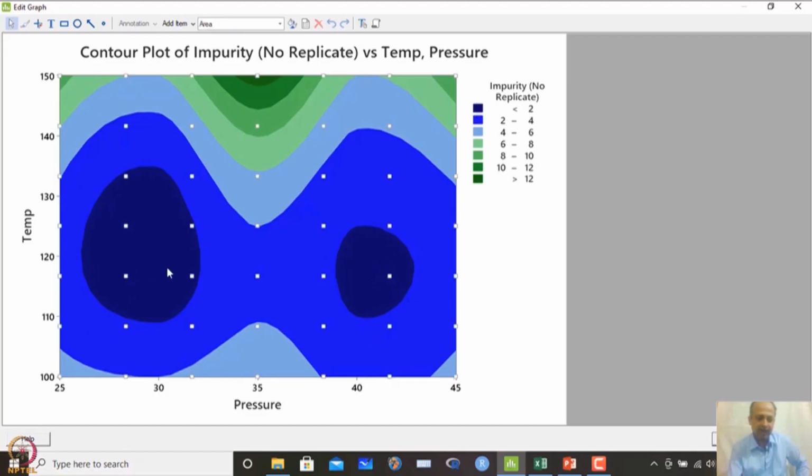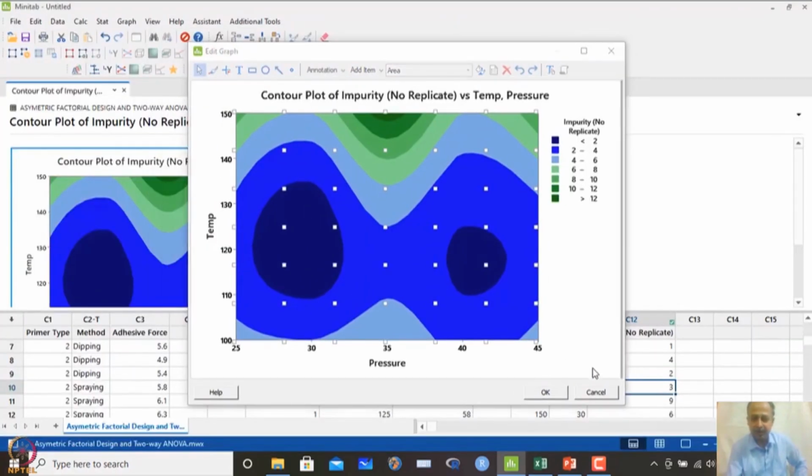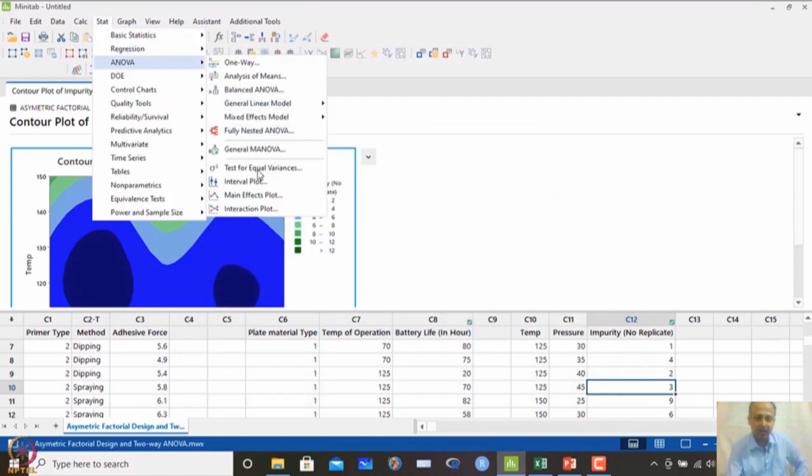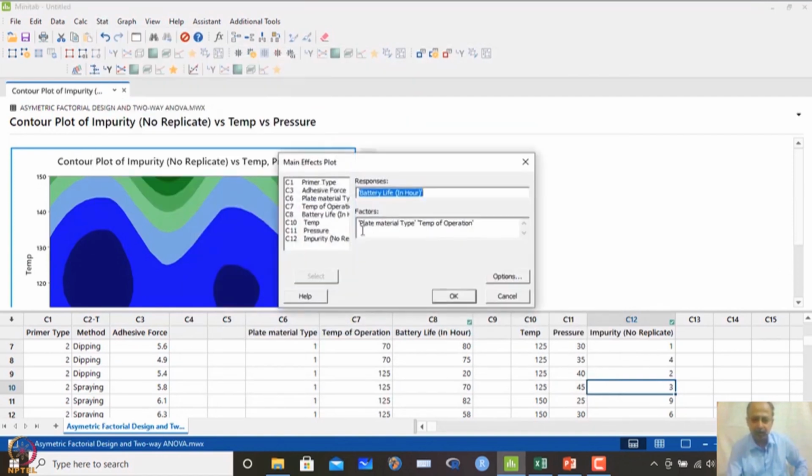Around 40 and 30, we can see the combination which is giving you the optimality over here. In this case, the combination can be 30 and 125, or 40 and 125, because there is no interaction. So, we can have a main effect plot and see. In the ANOVA analysis, main effect plot, we want to see which combination we should use.